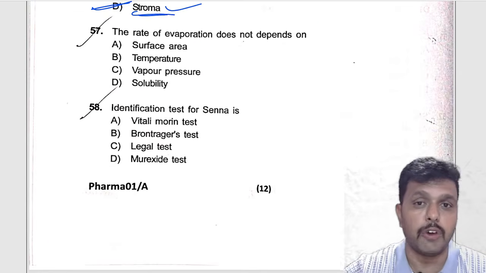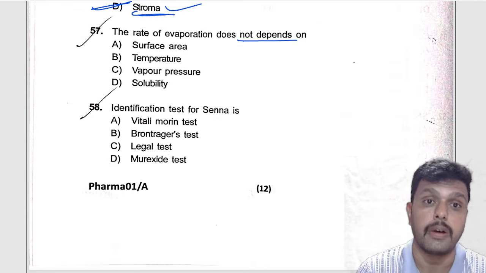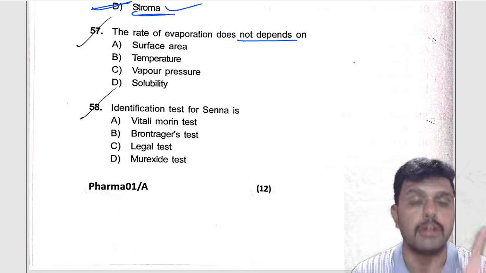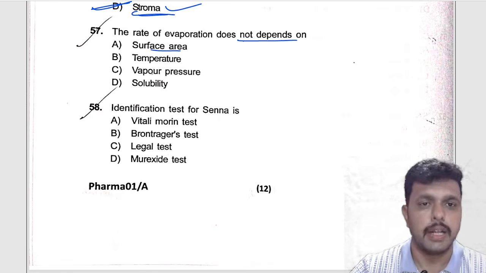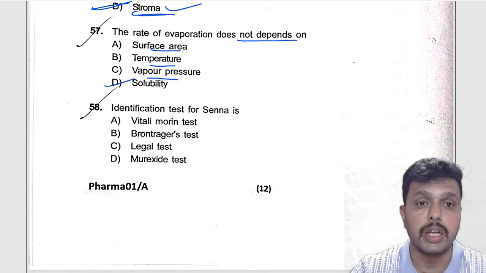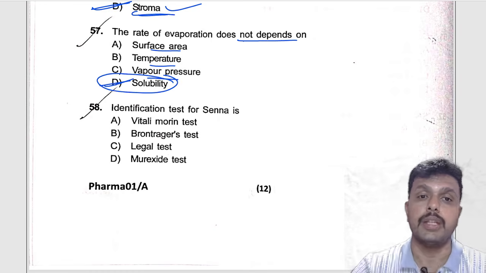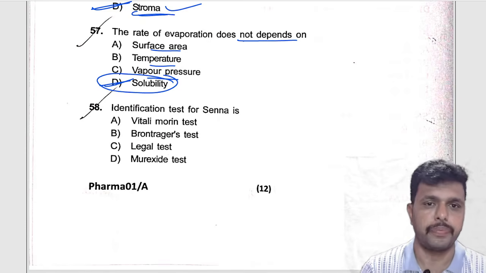Next, the rate of evaporation does not depend on which factor? In the question they have asked 'does not depend'. The rate of evaporation depends on surface area, temperature, and vapor pressure. It does not depend on solubility.